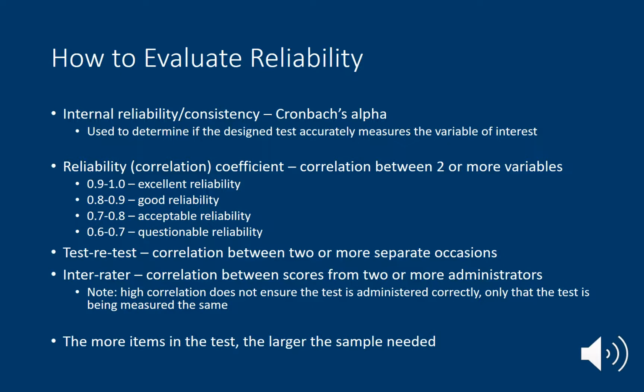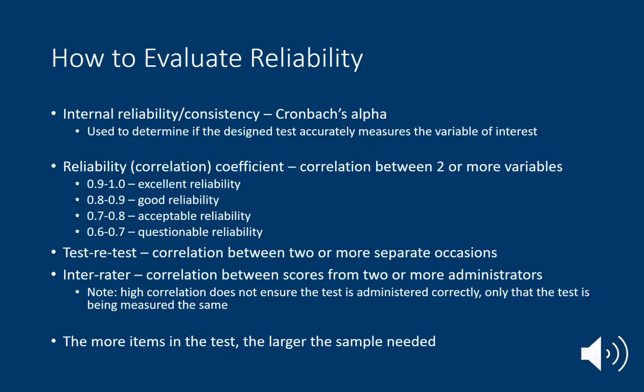How do we evaluate reliability? We can use a variety of different techniques. Oftentimes it's some sort of a correlation or something called Cronbach's alpha. And the more highly correlated they are, the better the tests are and the better the reliability is. So for test-retest, we look at the correlation between two or more separate occasions. For inter-rater reliability, we look at the correlation between scores from two or more administrators.